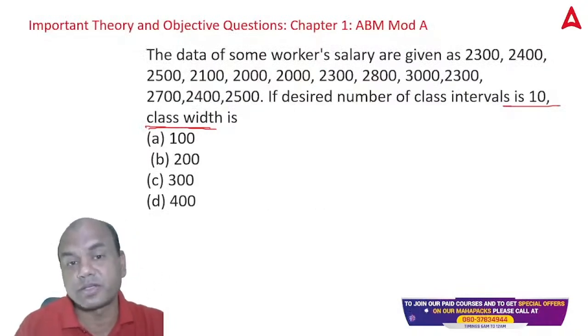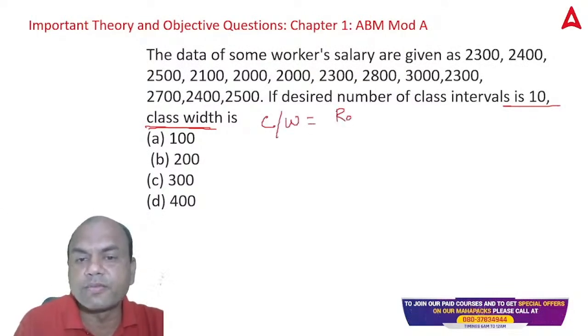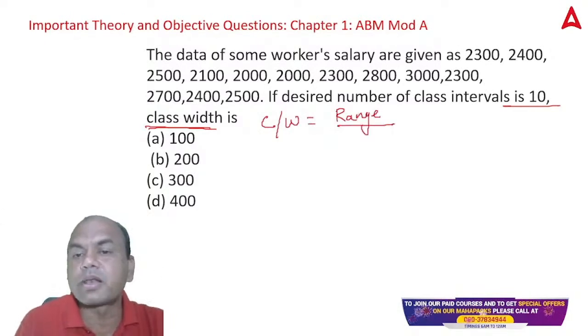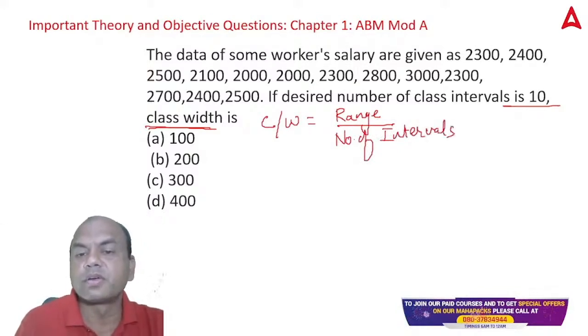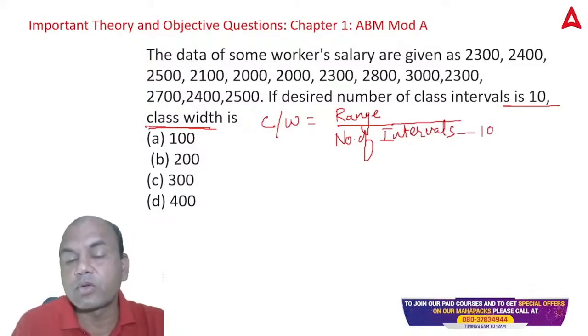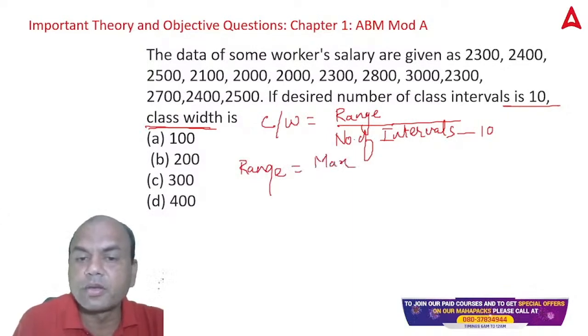How to find out the class width? Remember the formula for class width: CW equals range upon number of intervals. Number of intervals, you know already, is 10. But what is the range? How to find out the range? Always remember, range equals maximum number minus minimum number.